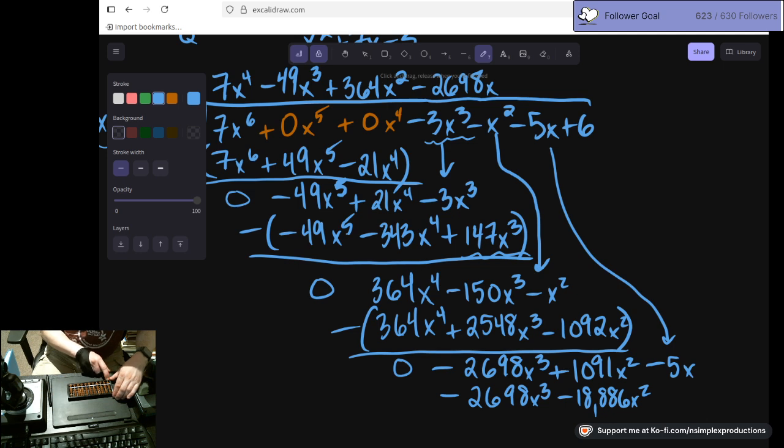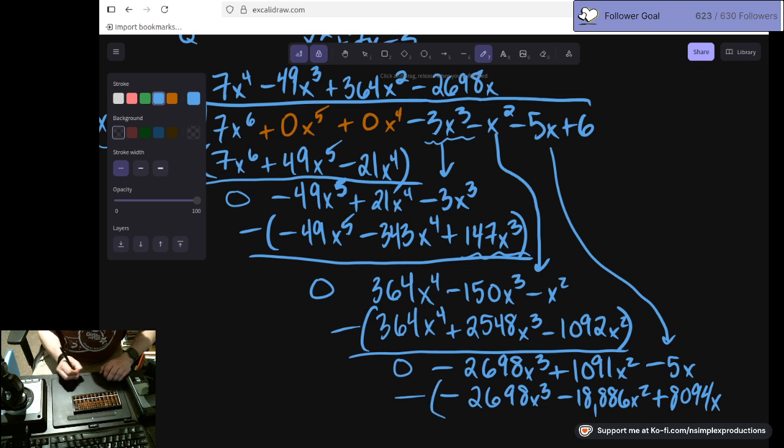We're done with that one, and then this is an 8 by 3 is going to be 24. So that's a 4, and then we add 2 to this column here. So we have now an 8,094. 2698 times 3, 8094. Awesome. This is a plus 8094x. And then we are subtracting this whole row.